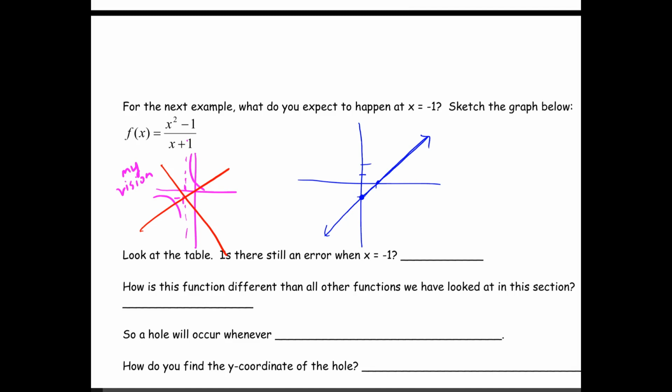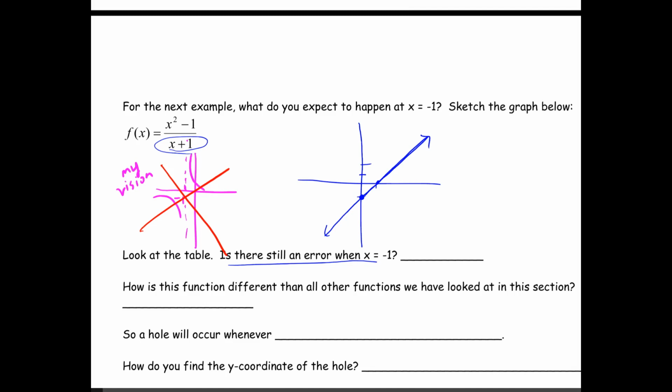Okay, hold on a second. Should there be an error at -1? There should be, because we can't have a denominator equal to 0. So let's look at the table and see, is there still an error at -1? Go to your table, press second graph to get to your table. I'm going to have to change my table set, I'm still on the last one. I'll press second window to start at 0 and go up by 1s. Sorry, I have to start at like -2 because I'm trying to see what happens at -1.